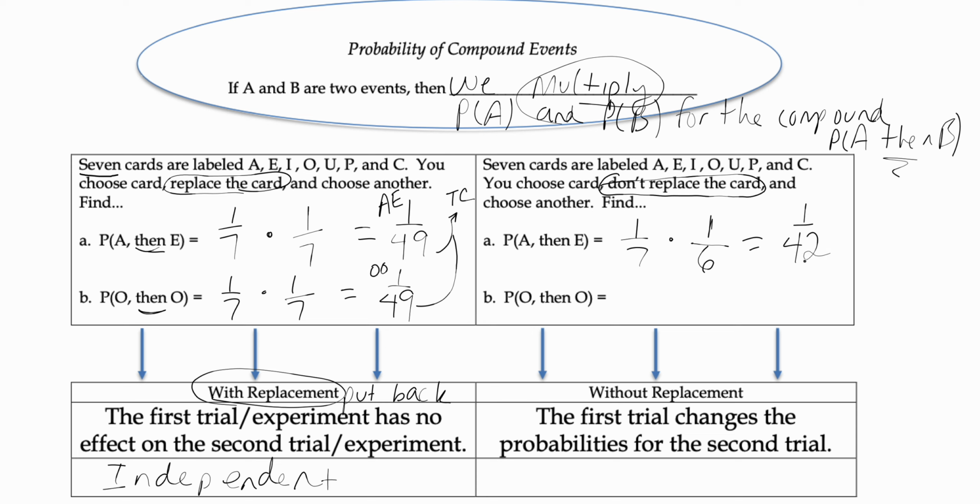Our total number of combinations drops to 42, but we still have a 1 in whatever chance of getting it. Hopefully you can see why this 7 dropped to 6. I held on to the A card. I didn't put it back. So my second probability needs to be a little bit different. Let's do it again with O. I still have a 1 out of 7, but now when I go back, I'm going to have 6 cards, but do I have the ability to get an O once I've removed it from the deck? Obviously not.